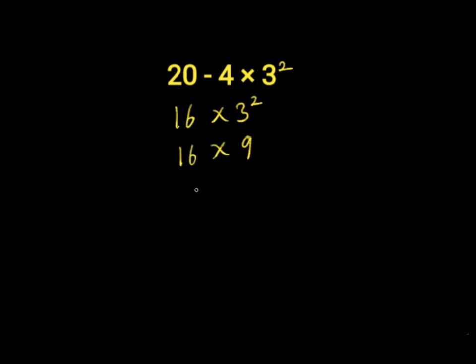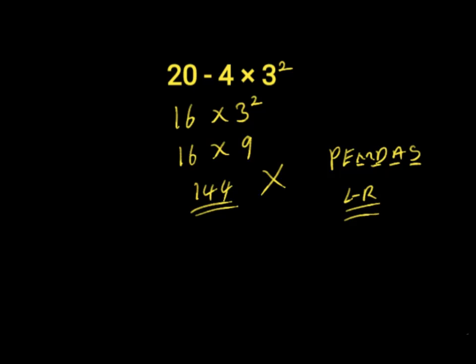16 times 9 will give us 144, which is the wrong answer to this question because we did not work with the order of operations, which is PEMDAS. In PEMDAS, we have parentheses, exponents, multiplication, division, addition, and subtraction. Multiplication and division have equal priority, as do addition and subtraction, working from your left to your right in order to arrive at the correct answer. Let us solve for the right answer to this question.